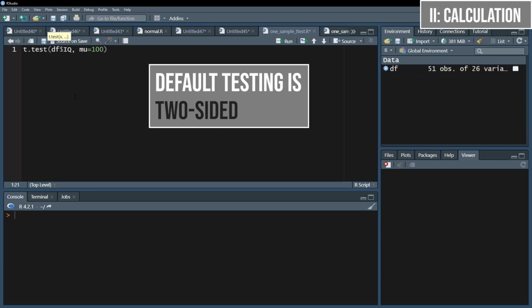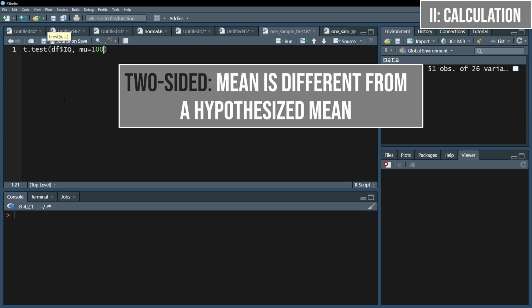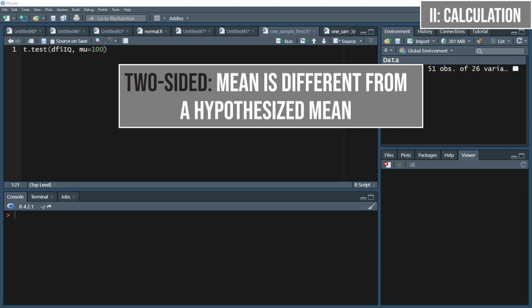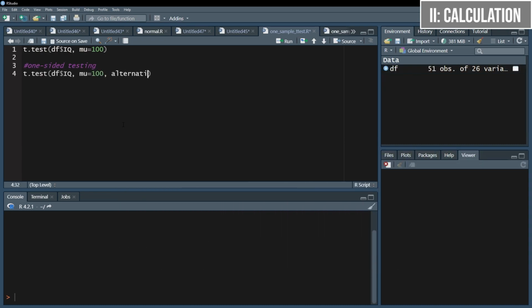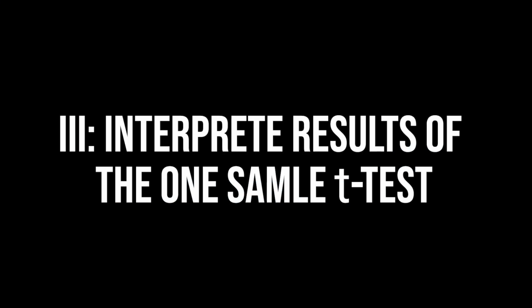Note that the default testing will be two-sided, meaning you test only for a difference. In case you proposed in advance that your sample mean is larger than the population mean, you can add the argument alternative equals greater, meaning your sample mean is larger than the population mean. If you, however, hypothesized a smaller sample mean, you use alternative equals less. I can now run this one line and get the results.